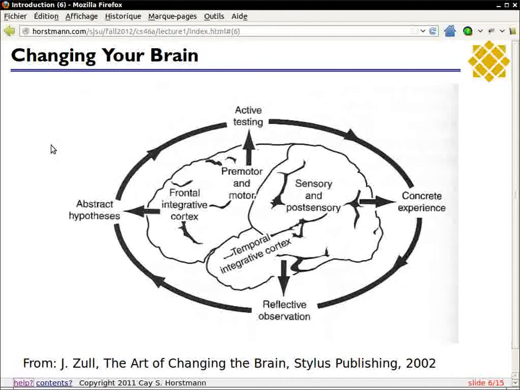And then for the information to move into long-term memory, you have to execute that plan of action with your body. You have to do something with some part of your body. Otherwise, the information will not move into long-term memory. That might just mean typing, or it might mean writing.